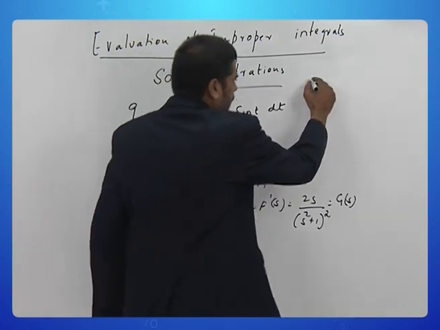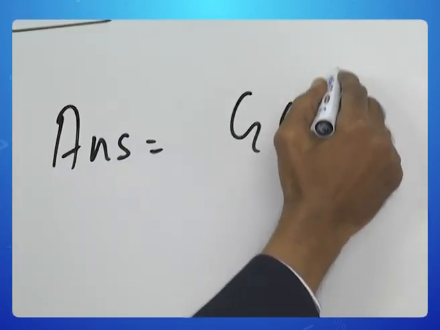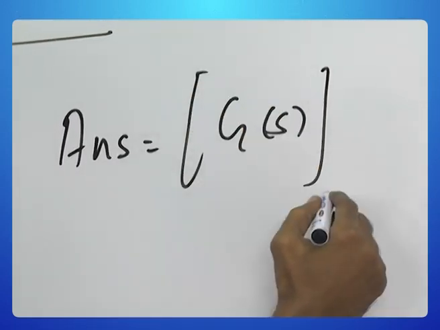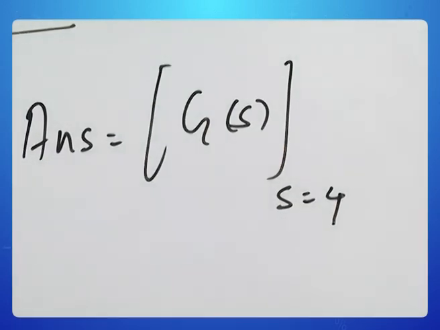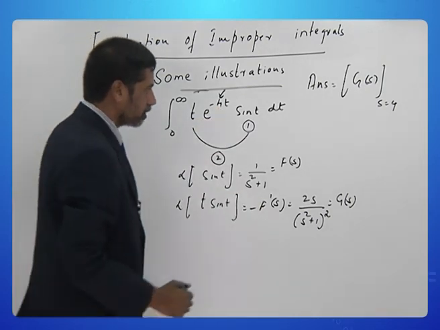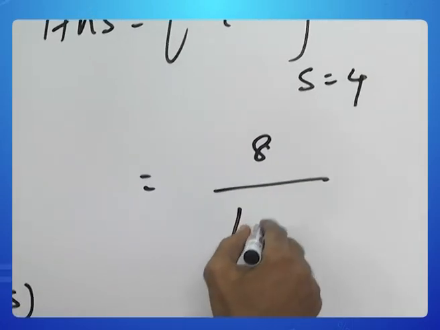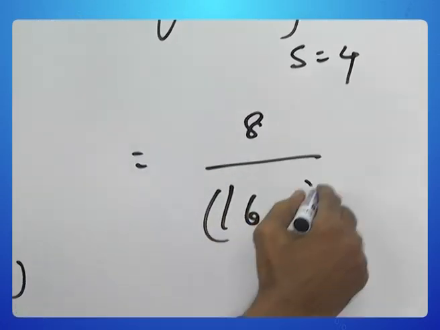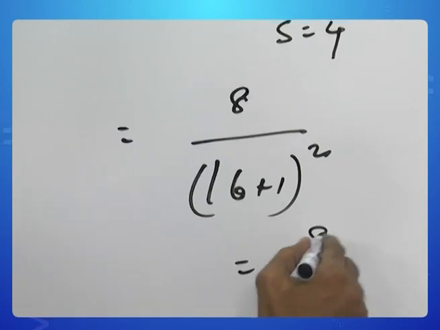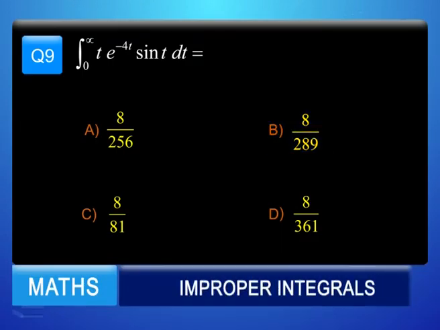The answer will be g of s evaluated at s is equal to 4. So you need to just substitute s is equal to 4 in the g of s, and you will get 8 by 16 plus 1 whole squared, which is 8 by 289, and the correct option is B for this problem.